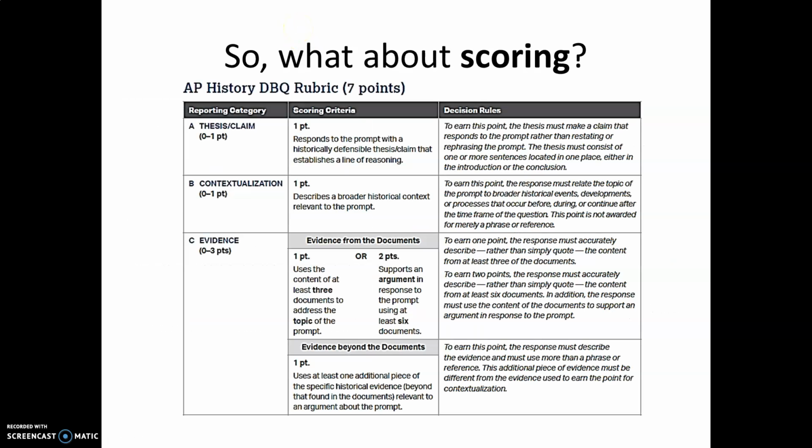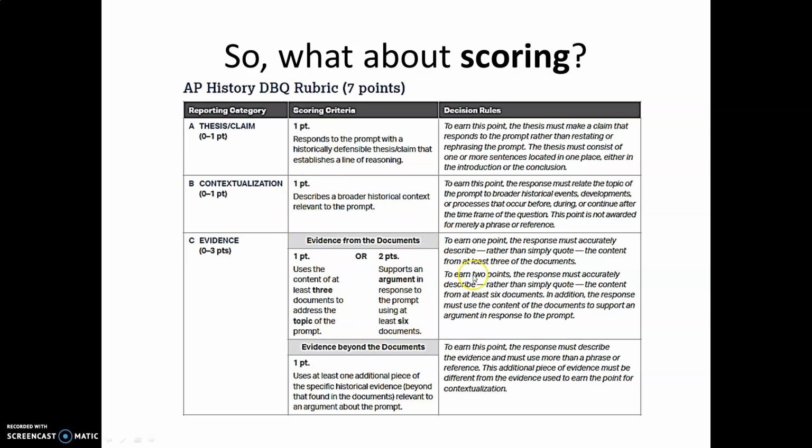Now, how are you scored? A and B are the same as the LEQ. You have to write a thesis, you have to contextualize. There are a possibility of 3 evidence points. If you use 3 documents to address the topic of the prompt, you get a point. If you use at least 6 to support your thesis, you get another point.